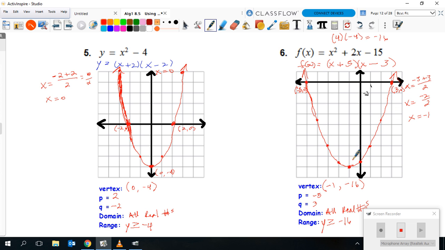Our axis of symmetry, we didn't really label that one. Let's go ahead and put that in here. So this would be my axis of symmetry, kind of coming down like this. And that is x is equal to -1. So x equals -1 right there.